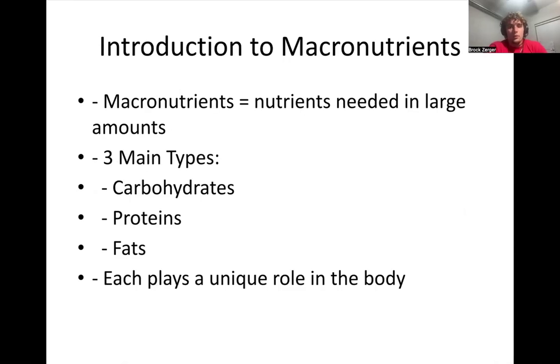Here's an introduction to macronutrients. Macronutrients are the nutrients needed in large amounts, the main nutrients in your body. Like I said, there are three main types: carbohydrates, proteins, and fats. Each of them plays a very unique role in the body.